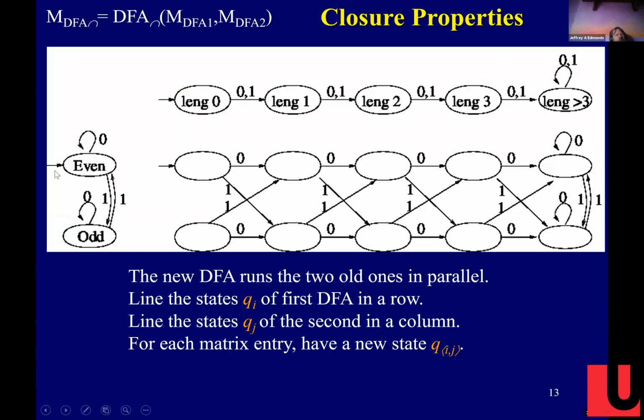So what is this other machine doing? It's remembering the parity of the number of ones. We start off with 0 ones, which is even. And then if we get a 1, we go to odd. We get another 1, we go to even. We get another 1, we go to odd. We get a 0, we don't change the count. Does everybody understand this machine and this machine?